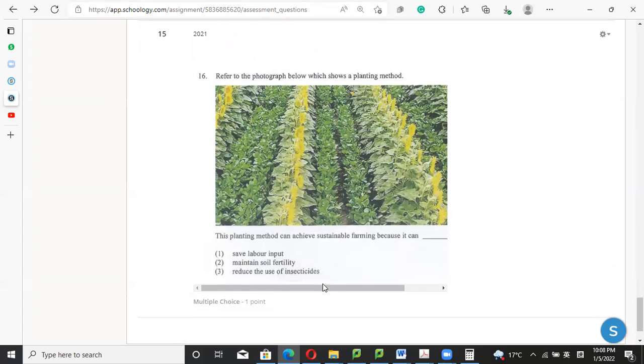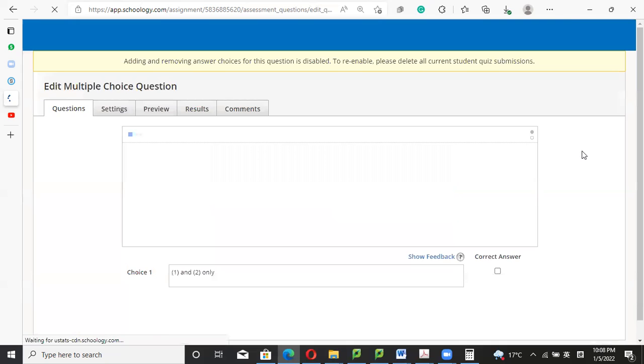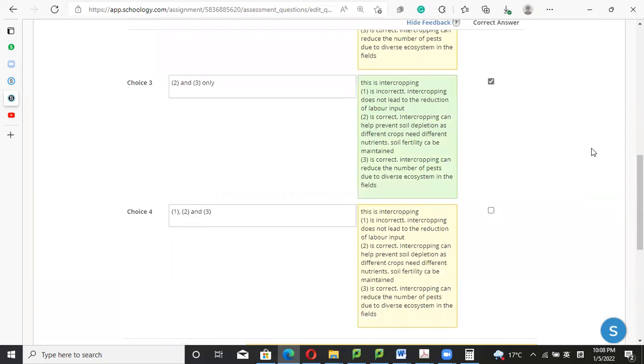This planting method can achieve sustainable farming because it can. I don't think it can save labor input, because we need extra care. With monoculture, we can do a lot of specialized work so that labor input can be reduced. But for number 1 here, because we are not doing monoculture, we cannot say this. So number 1 is not correct. Maintain soil fertility, just like multi-cropping, true. Reduce the use of insecticides, also true, because we are not putting all our eggs in one basket, so we will not apply insecticides that frequently. So number 2 and 3 only. It should be right.